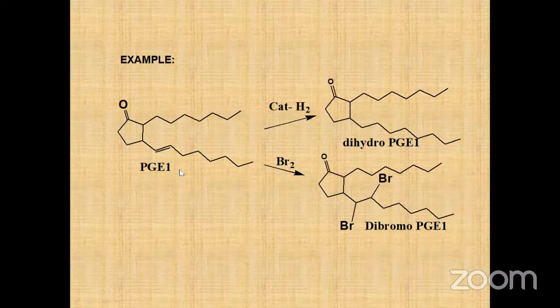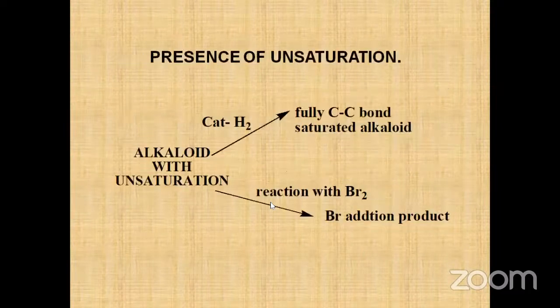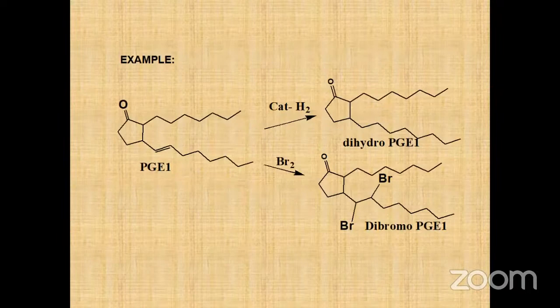Similarly, if PGE1 is treated with bromination, it forms a dibromo product. In PGE2, two double bonds are there, so two bromine molecules undergo addition, leading to the formation of tetrabromo. In PGE3, three double bonds are there, leading to the formation of hexabromo. This is the example for the identification of unsaturation, though it is not an alkaloid, it is a prostaglandin. It is one kind of natural product isolated from the human or other animals.